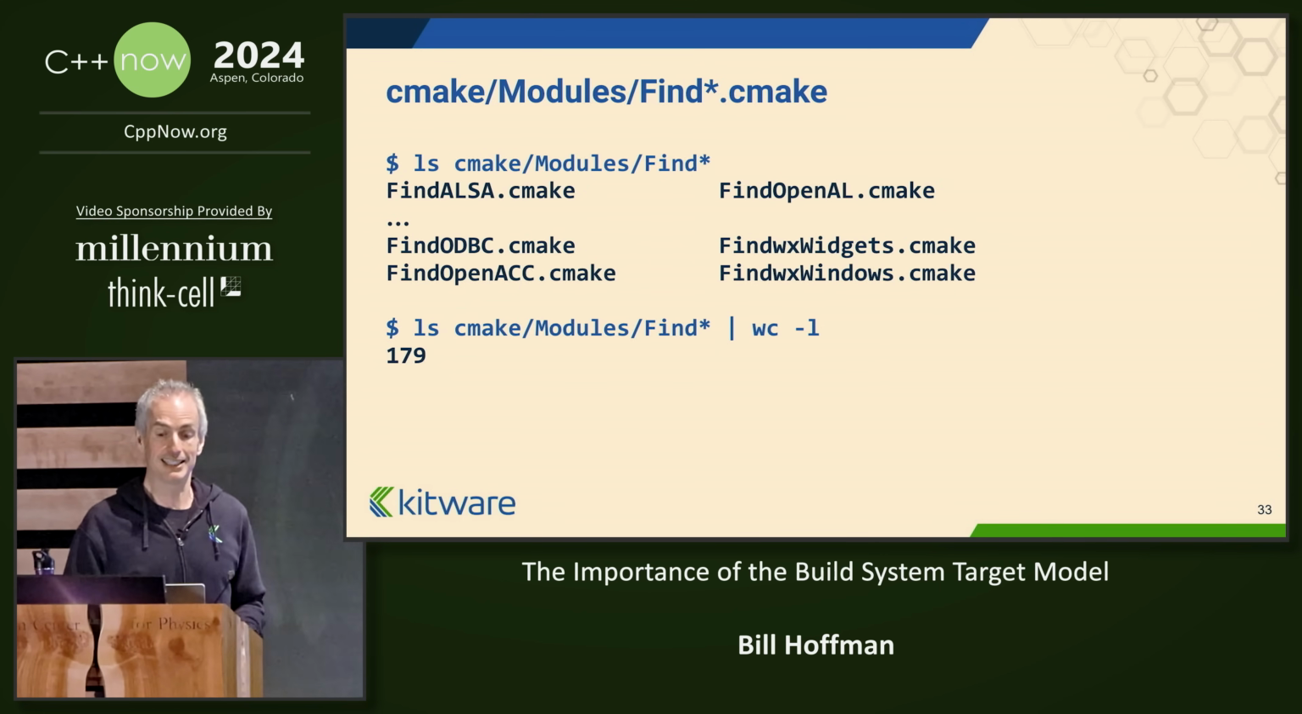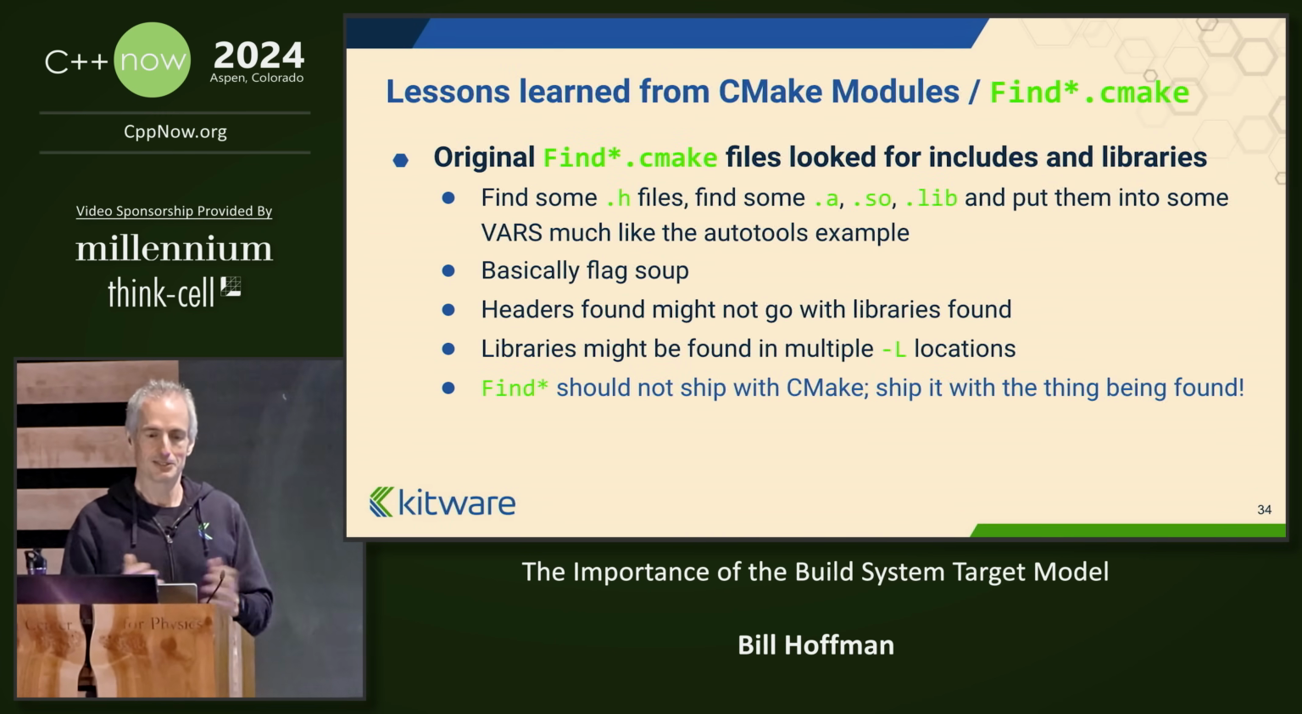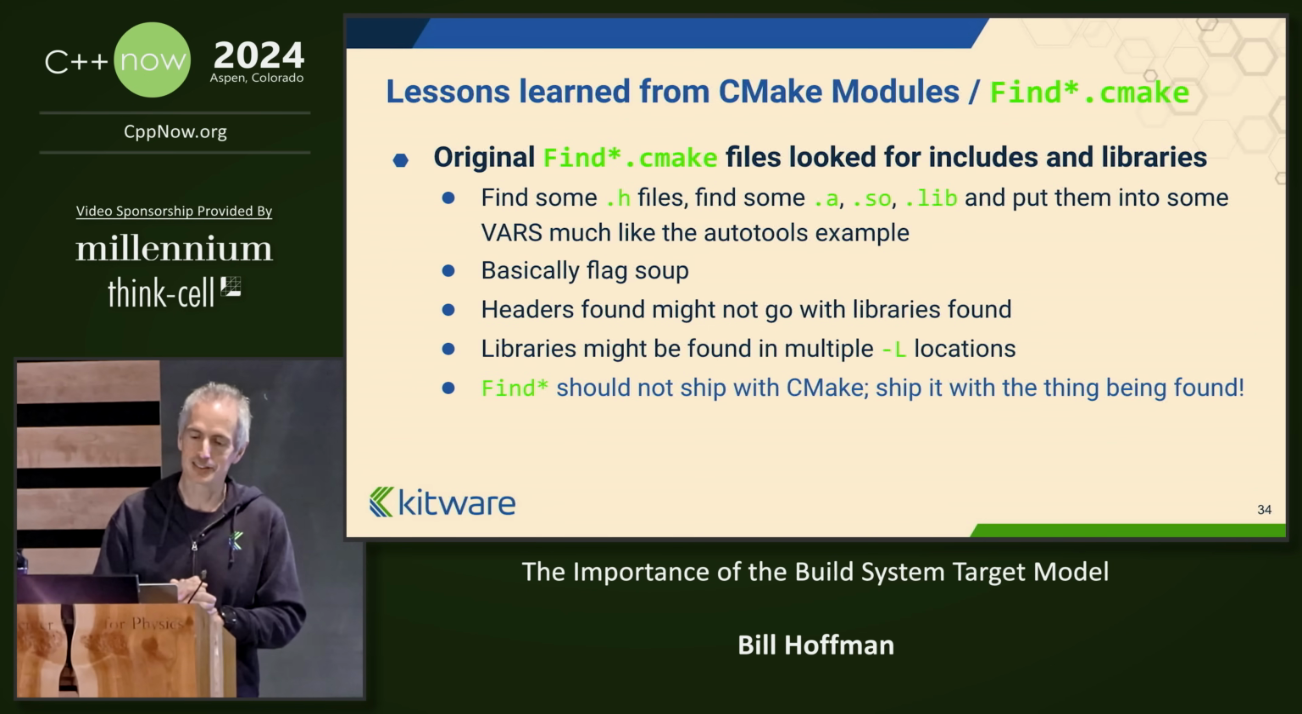So people contributed these into CMake. And I think there's like 179 of them in there now. So there's a whole bunch of things in there that CMake knows how to find. But what's wrong with that, right? What lessons do we learn from that?